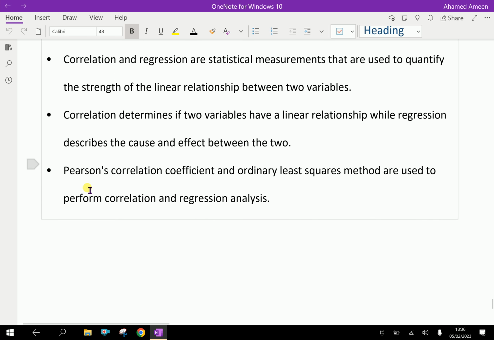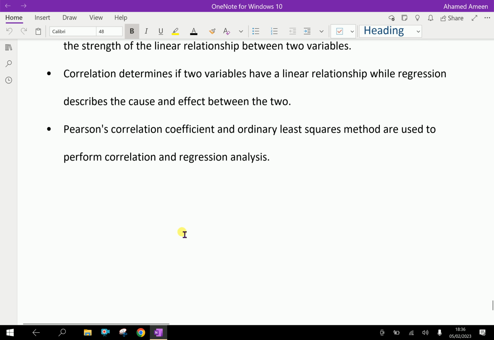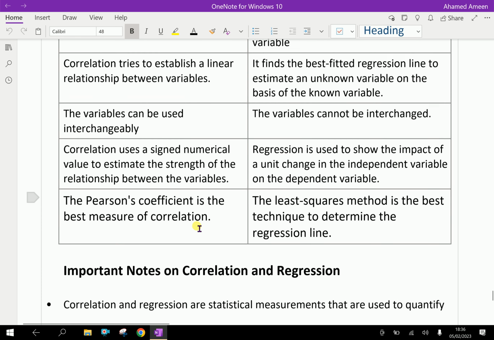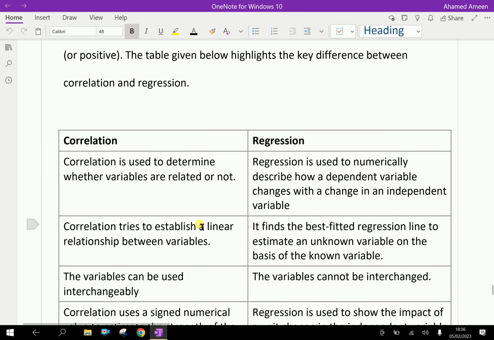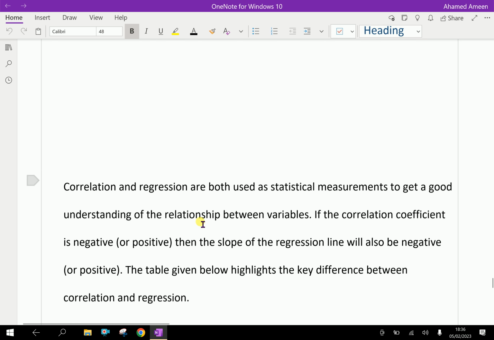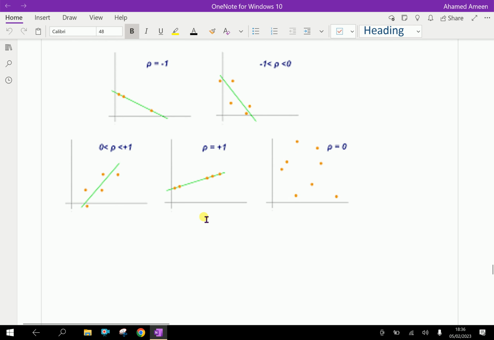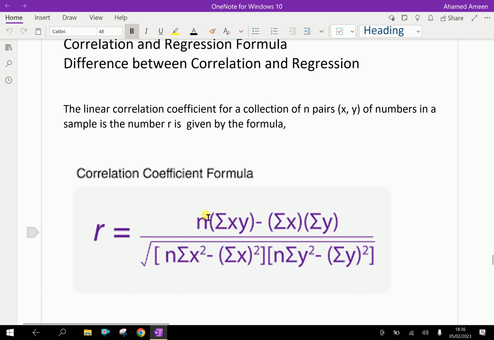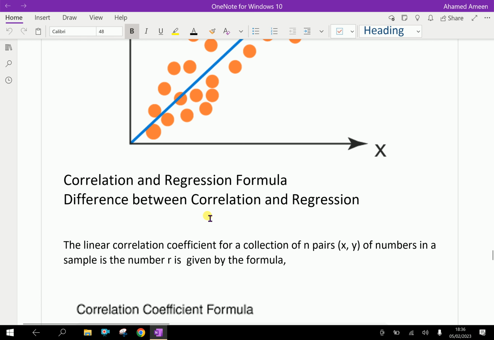Next, the Pearson correlation coefficient and the ordinary least squares method are used to perform correlation and regression. So far we have discussed only correlation and regression, the introduction points and some ideas about them. In future videos we will discuss further how to calculate them, what the differences between them are, and how they affect one another.